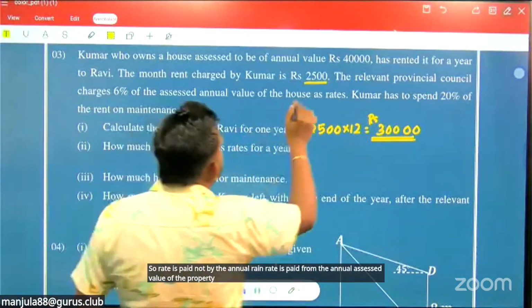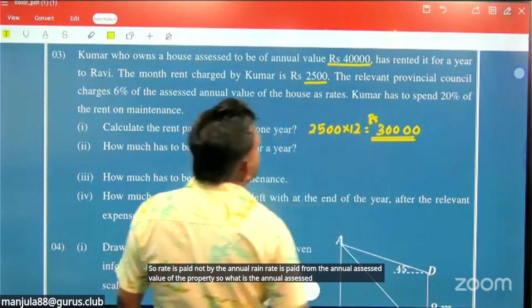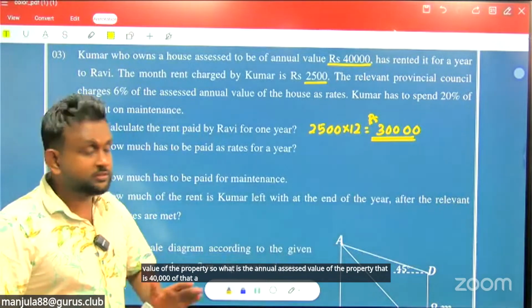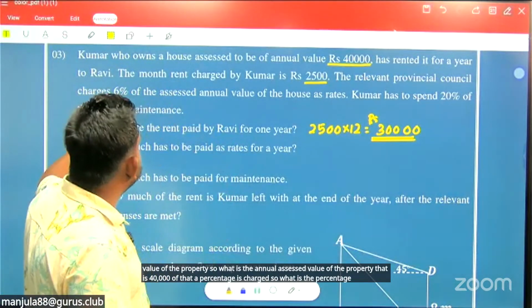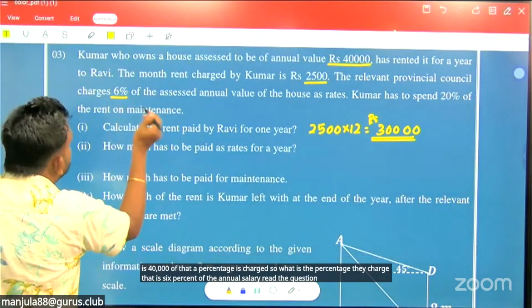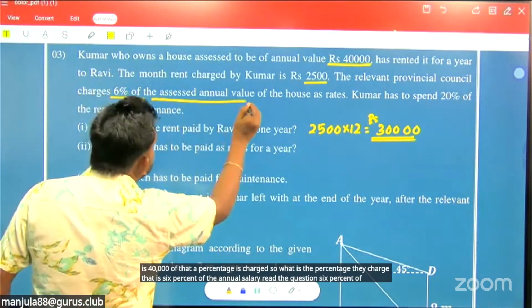So what is the annual assessed value of the property? That is 40,000. Of that, a percentage is charged. So what is the percentage they charge? That is 6% of the annual assessed value. Read the question: 6% of the annual assessed value.